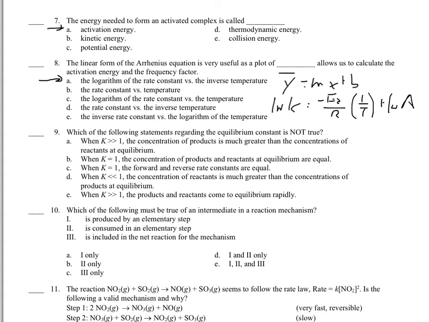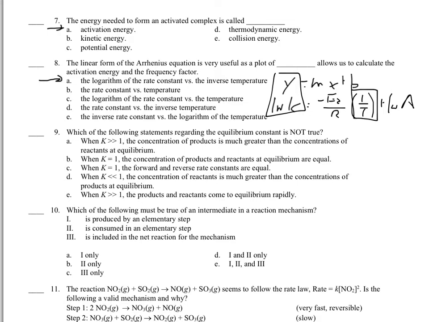And so here is your y variable, here is your x variable. And so it's y equals mx plus b. And so from that plot of the natural log of k versus the inverse of the temperature, you can get the activation energy and the frequency factor. So the answer there is A.